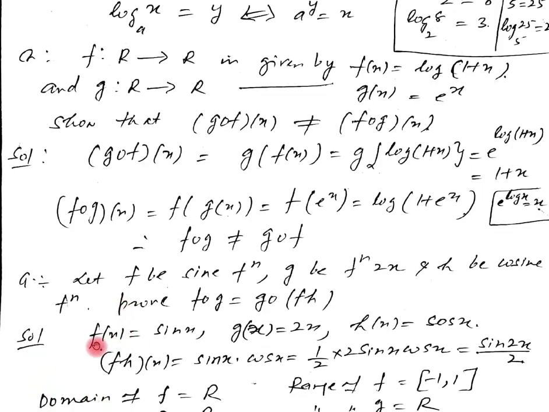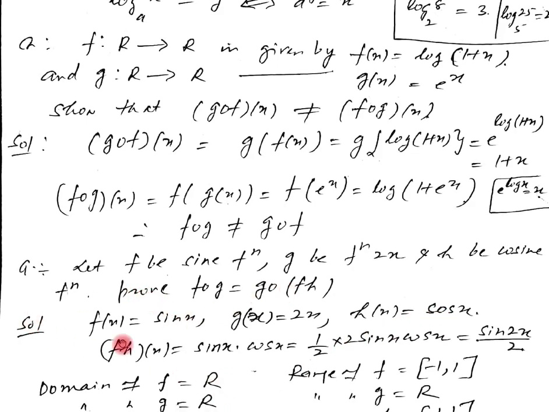Now here f(x) is the sine function, so f(x) = sin x, and g(x) = 2x, and h is the cosine function, meaning h(x) = cos x. And now the function f·h is the product of two functions. It can be written as f(x) times h(x), so it becomes sin x cos x. Now multiplying and dividing it by 2, it becomes 2 sin x cos x by 2, which can be written as sin 2x by 2.